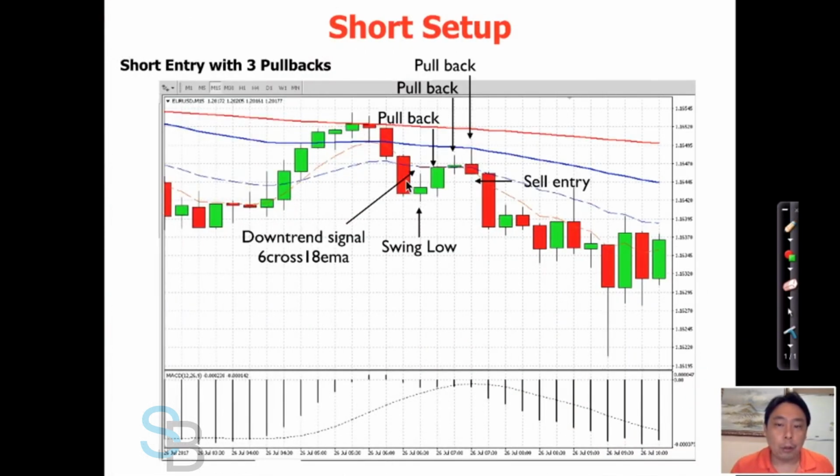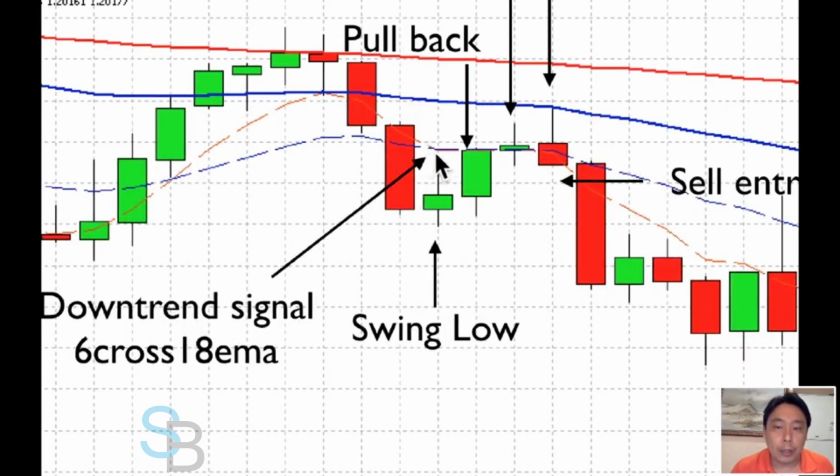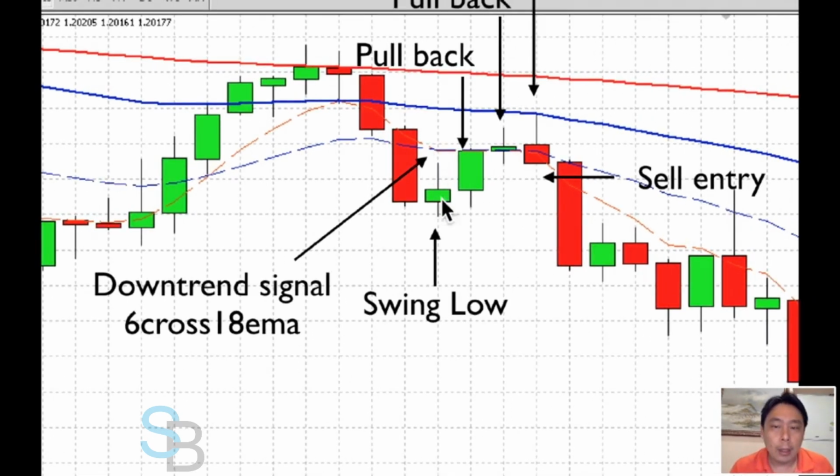Here's another example. So once again, we've got the 6 EMA crossing below the 18 EMA. That's our downtrend signal. Right at the cross, we have our swing low candle. There we go, that's a swing low. Now, if the next candle makes a lower low, is it valid? It's still valid because the swing low comes right after the cross. Remember, right at the cross or right after the cross, but no later than that, okay? So that's our swing low.